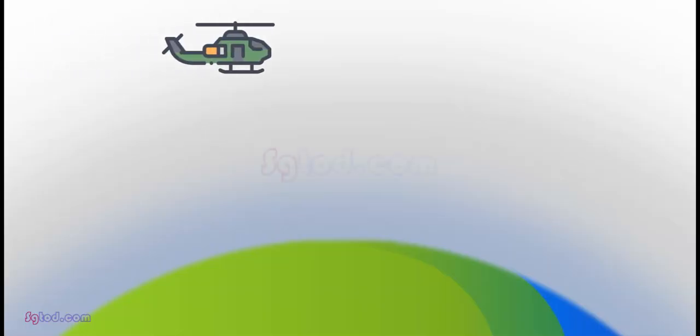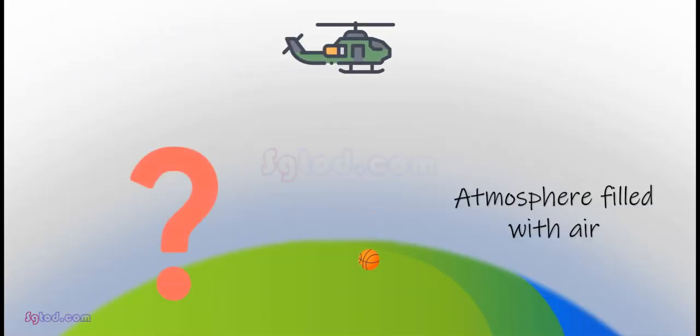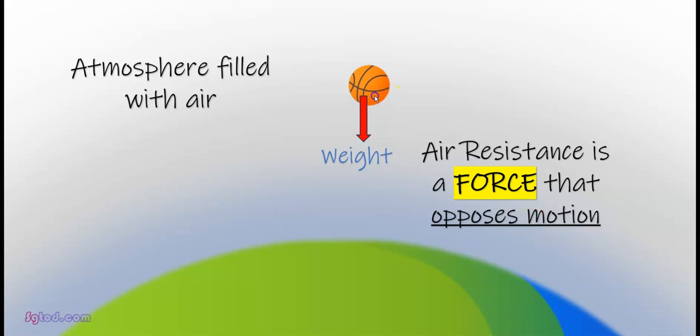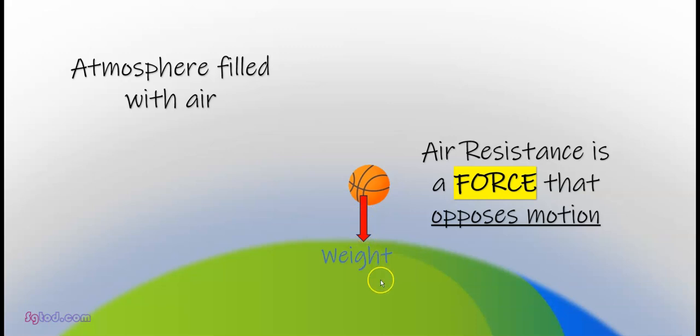Now, what happens if the object is not falling in vacuum but in air, which happens all the time because our Earth is surrounded by an atmosphere that is filled with air? In the presence of air, there exists a force called air resistance, which opposes motion. So the object is no longer free falling, being acted upon by only its weight. Instead, there is an air resistance opposing its downward falling motion.